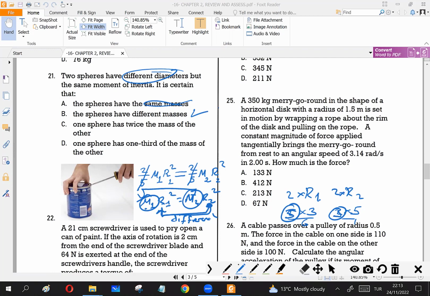We are not sure about this because we don't know what the relation between the radii is. Maybe one of them is twice or half or 3 times, so we cannot be sure about this. One sphere has 1/3 of the mass. We are not sure about this, but we only know that their masses are different. This is what we know. B is the correct answer here.